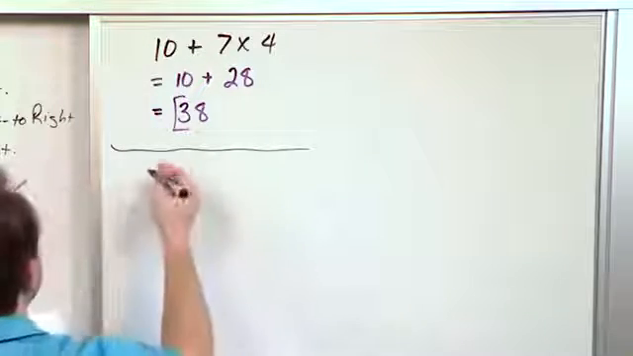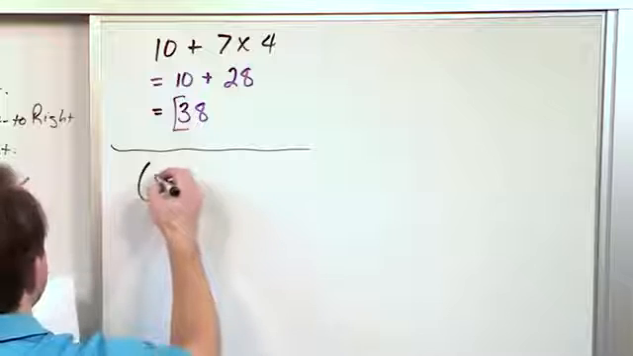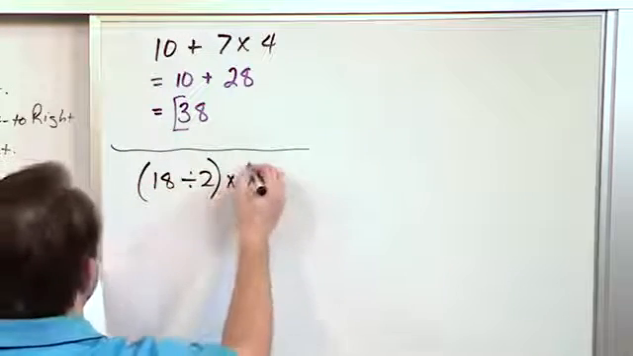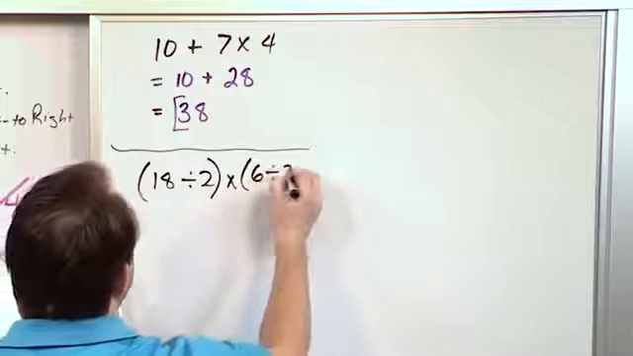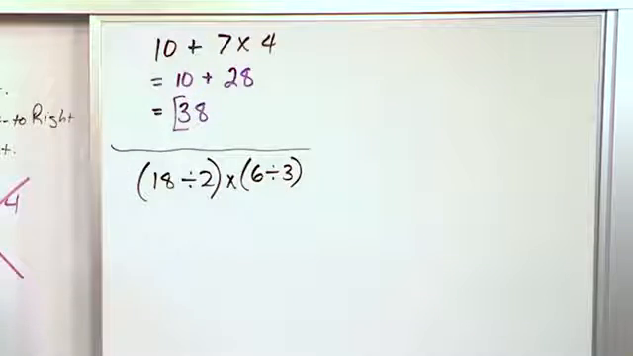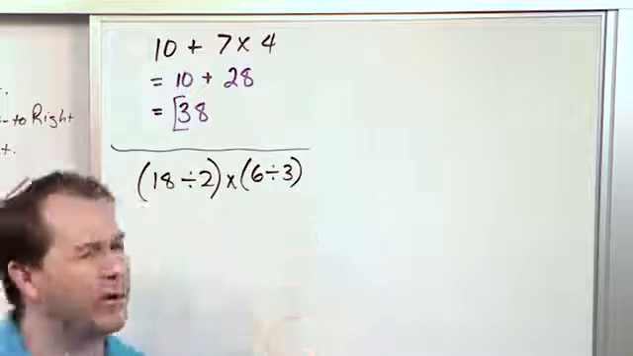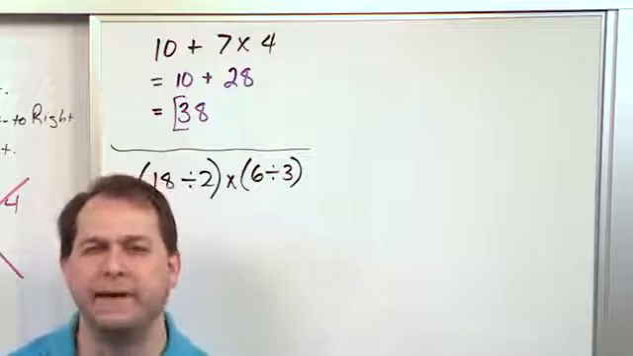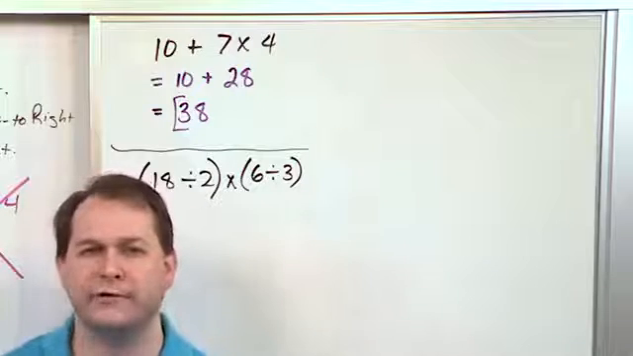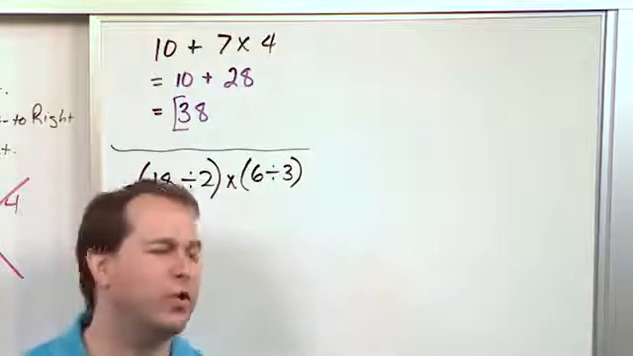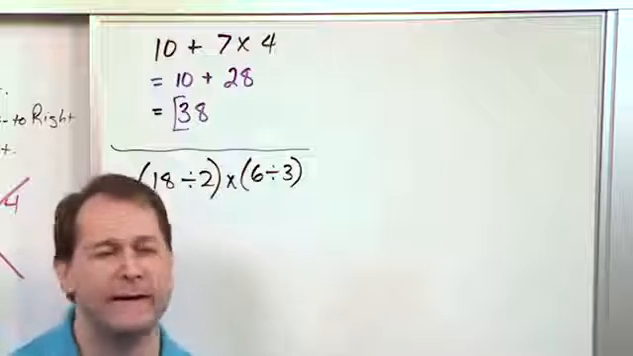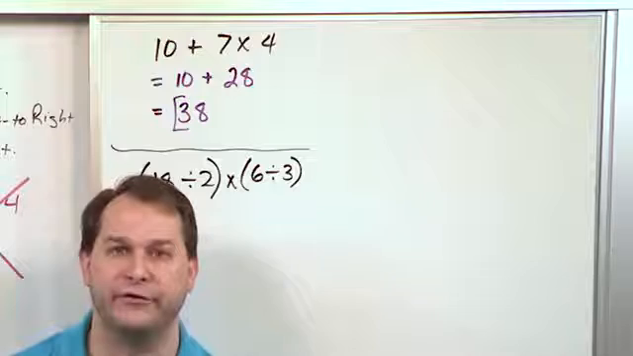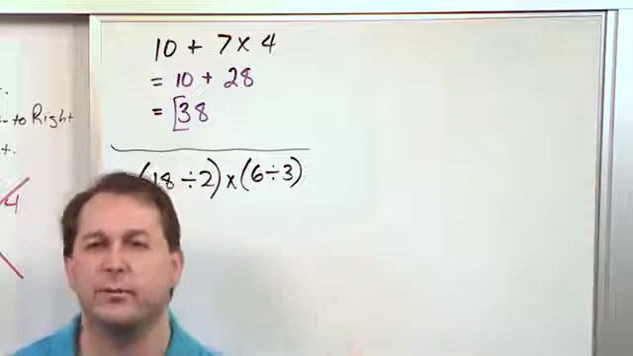Now for this problem, we're going to introduce this idea of a parentheses. 18 divided by 2 times 6 divided by 3. Now here, if you've never seen parentheses in math before, it looks a little bit weird. But the way you read parentheses in math is just in terms of the order of operations. All parentheses mean, the only reason we have parentheses is because we want to force what's inside of the parentheses to happen first. Because parentheses are always number 1 on the list.